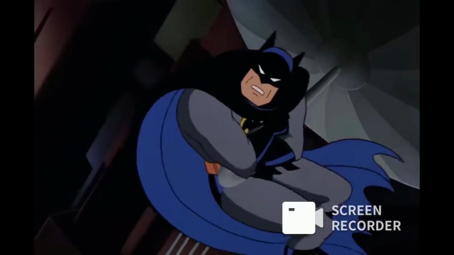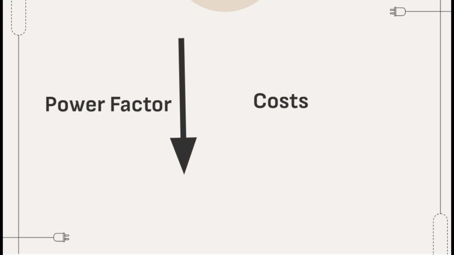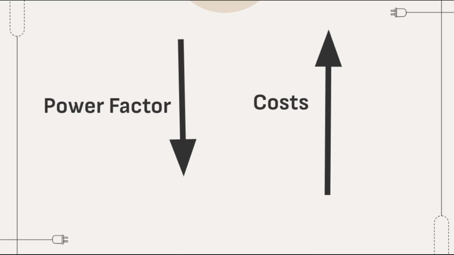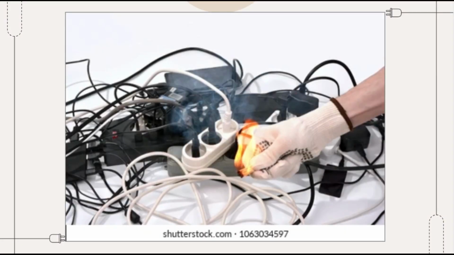The closer it is to 1, the more efficient your system is. A low power factor is like paying for a bag that's mostly air. You're not getting what you paid for. When power factor is low, costs go up. Utilities may charge extra fees for inefficiency. Systems wear out faster as more current flows than necessary, which overheats wires and causes voltage drops.